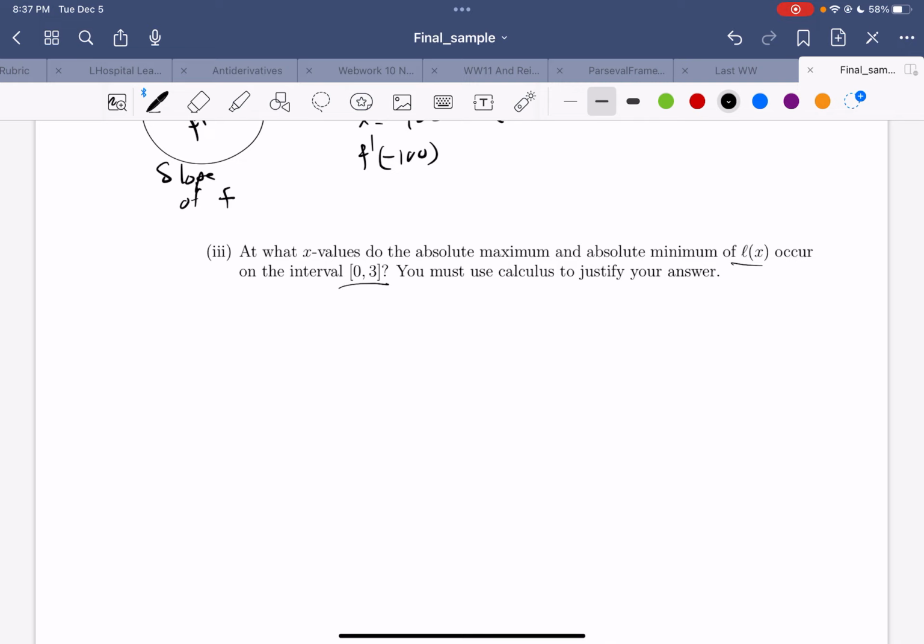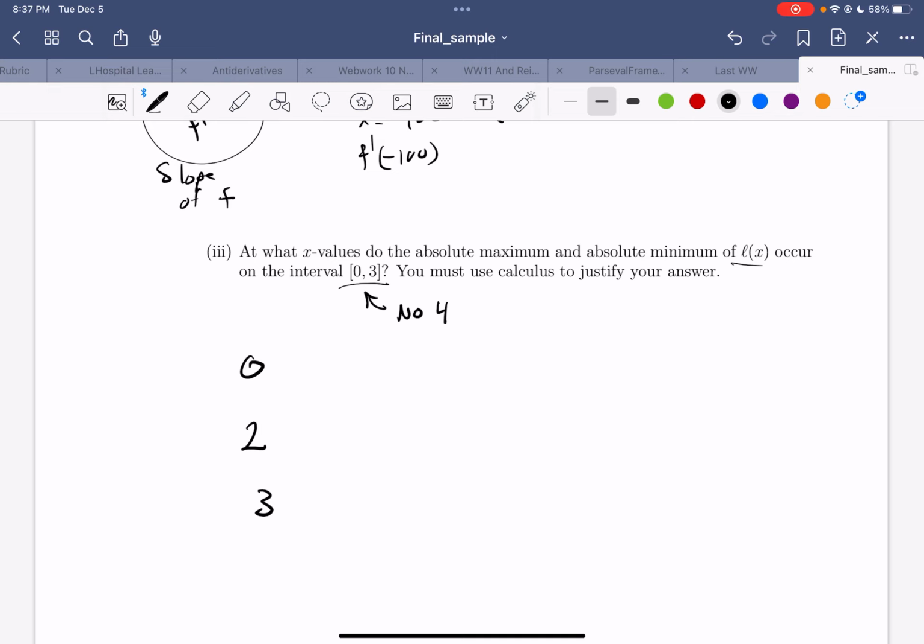Okay. At what values do the absolute maxima and absolute minima of L of x occur on the interval? Okay, and notice, important about this interval is there's no 4 in here. So we don't care about x equals 4 anymore. We care about 0. We care about 2. That was one of our old critical points. And we care about 3.